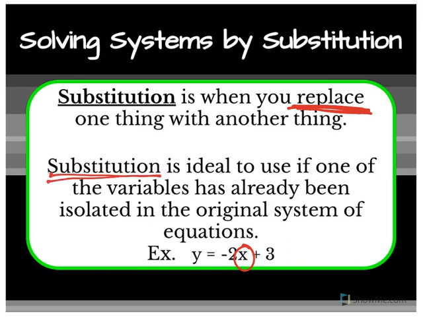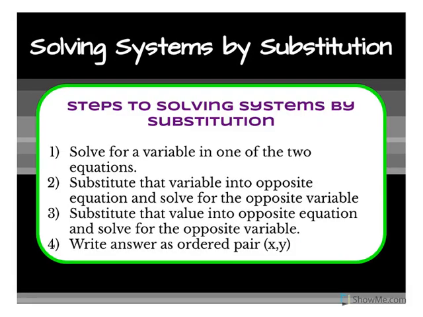At the end of this chapter, you're going to get to decide which method to use. Substitution is ideal if you already have something solved for one variable. Let's do some examples so we can see what all this means. But first, write down your steps. First, solve for a variable in one of the two equations. So get y equals or x equals, whichever one's easier to solve, which we'll talk about in the next video.